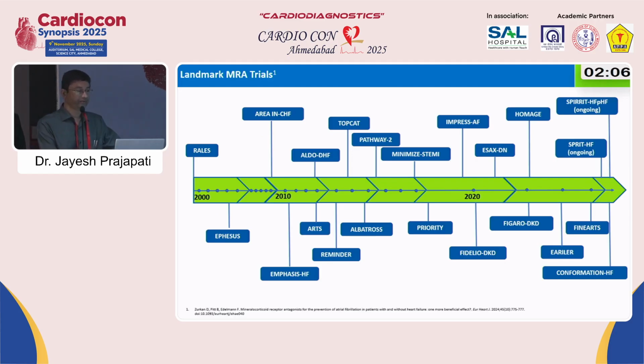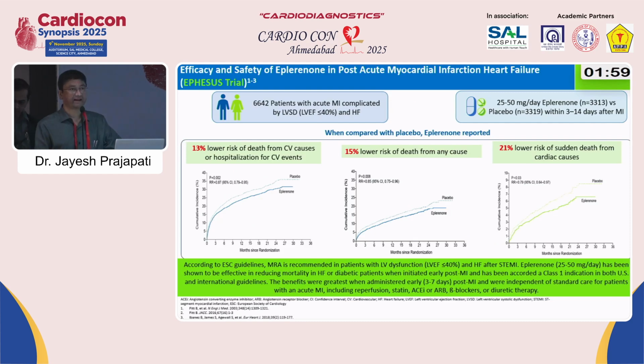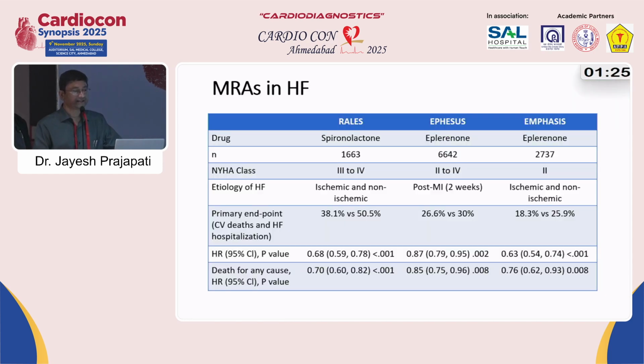These are the various data with MRA which are available, and these are the studies. This is HF. Another is the EPHESUS trial. Even with post-MI and ejection fraction less than 40, we should start it early. According to the ACC guideline, MRA is recommended for patients with LV dysfunction and heart failure after STEMI. Eplerenone 25 to 50 has been shown to be effective in reducing mortality in heart failure patients when started early post-MI, within 2 to 7 days, and it is a class 1 indication in both the US and other guidelines. If it is early, it's always better with the MRA. So these are the comparative data, and NT-proBNP has been reduced with this molecule based on EMPHASIS and others.